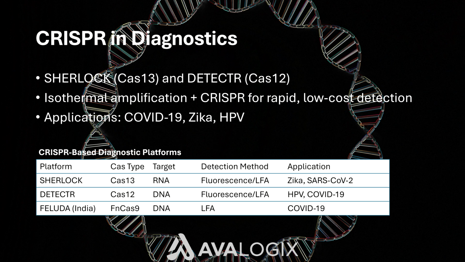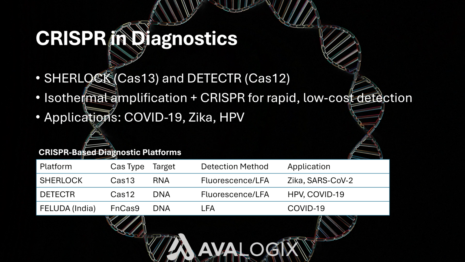When Cas13 or Cas12 binds to their target sequence, they also indiscriminately cleave nearby single-stranded reporter molecules, releasing a fluorescent or colorimetric signal. This signal indicates the presence of the target nucleic acid. These systems are often paired with isothermal amplification methods like RPA, recombinase polymerase amplification, which eliminates the need for thermal cycling. The result is a rapid, sensitive, and portable diagnostic tool that can work even in low-resource settings.